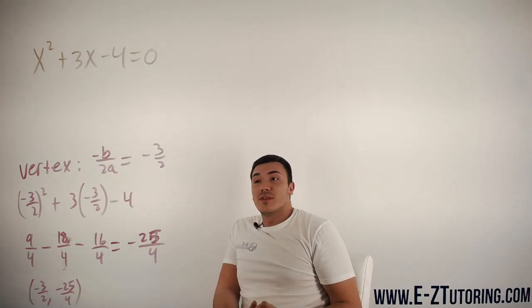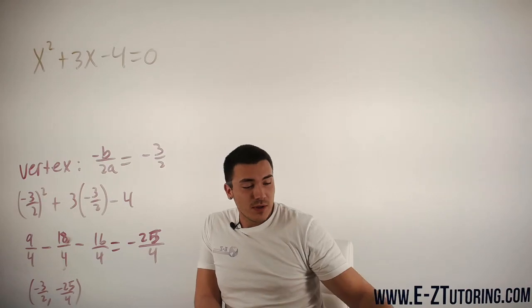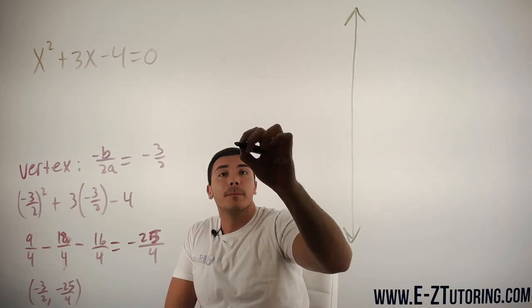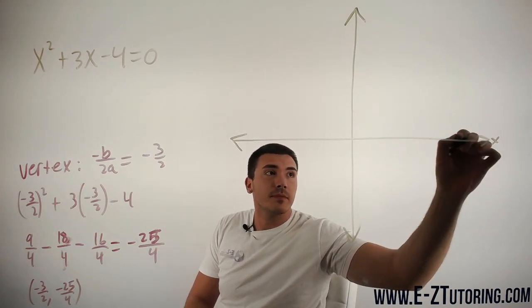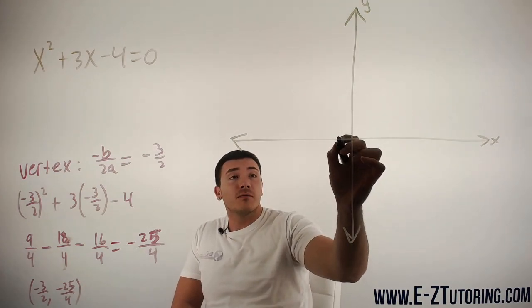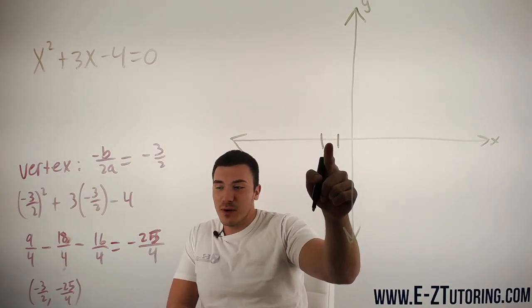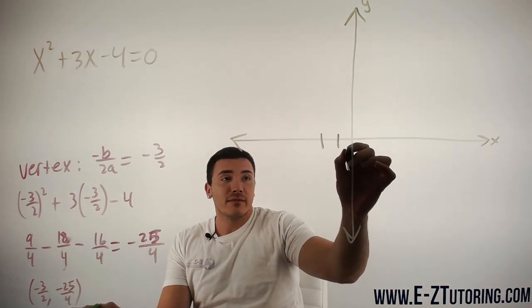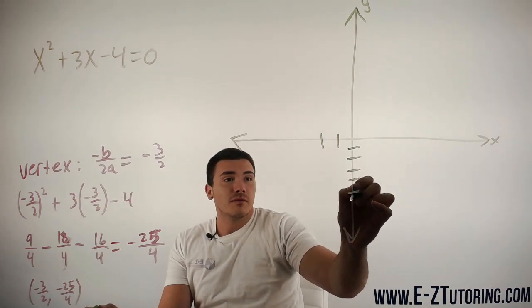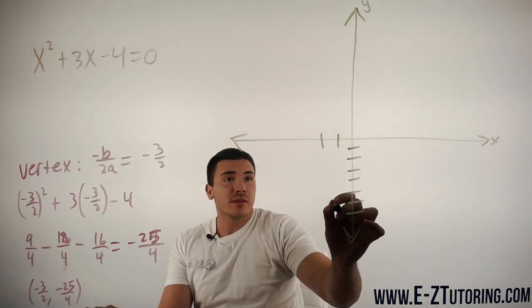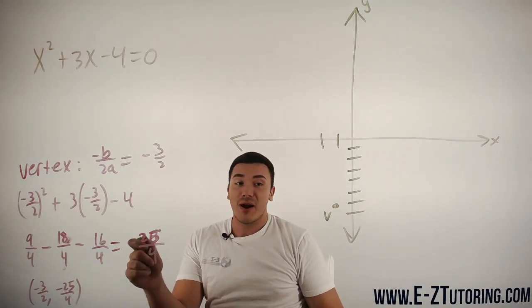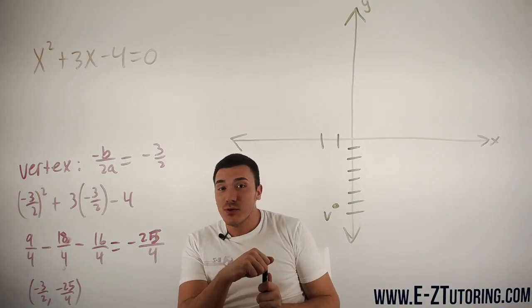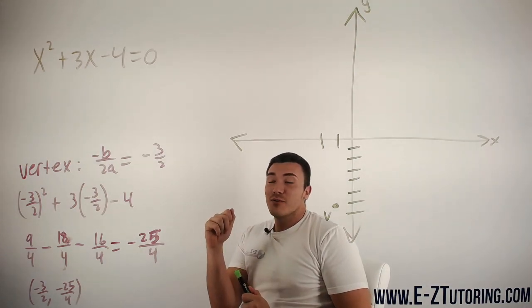And then you just need some points to the left and to the right. So let's go ahead and start graphing this. So our coordinate for the vertex is going to be around negative 1.5, and this gives us around negative 6.25. Vertex is going to be somewhere around there. That's our vertex.